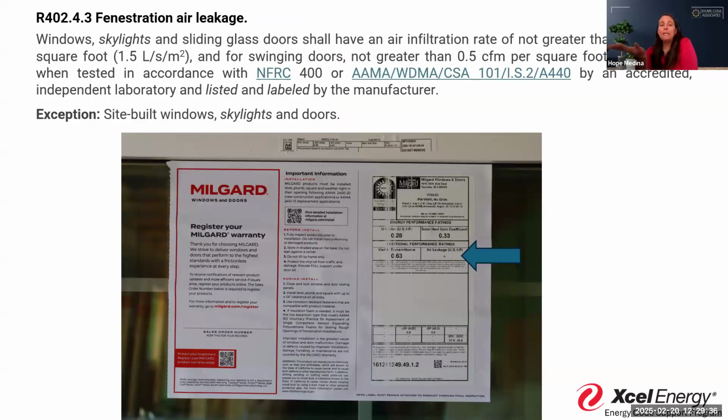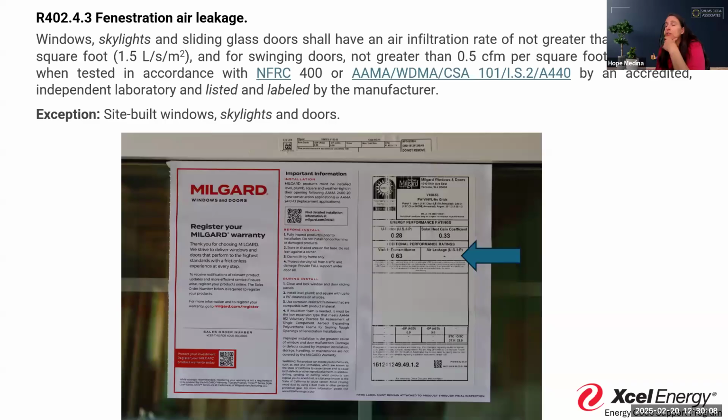The other thing to keep in mind is, as I mentioned, there are some requirements when you start talking about that air leakage rate. Basically, most windows, skylights, and sliding glass doors cannot exceed 0.3 CFM per square foot. Now, if you happen to be a swinging door, a swinging door that's glass, not an opaque door, it says that you cannot be greater than 0.5 CFM per square foot.